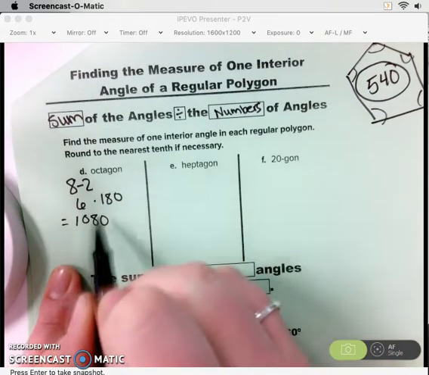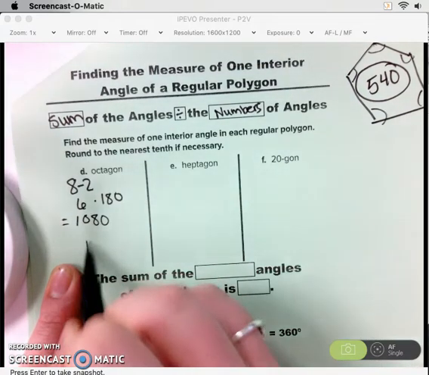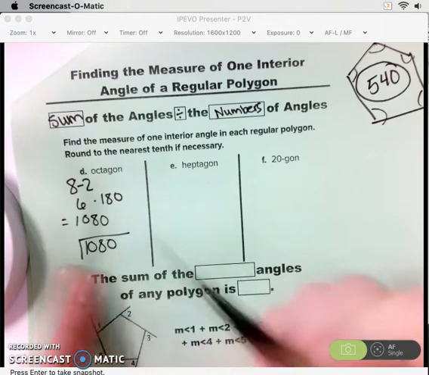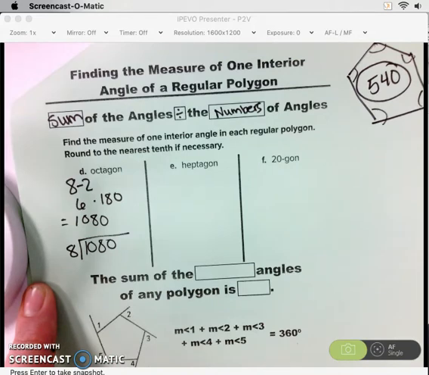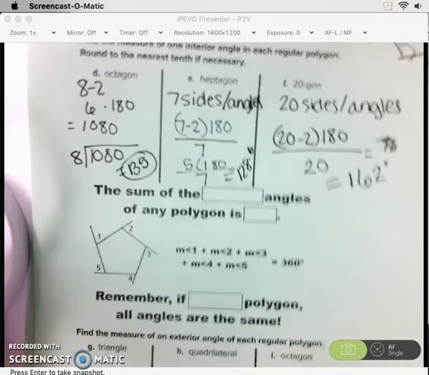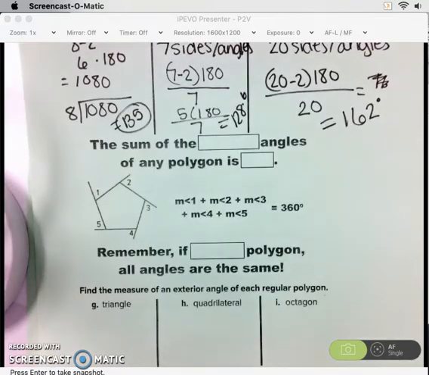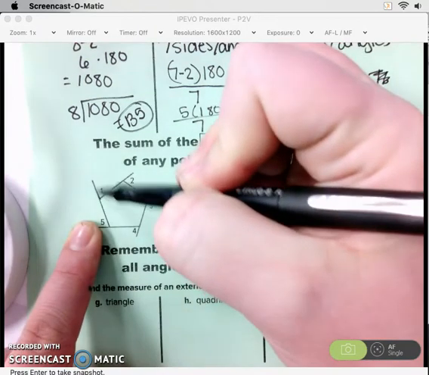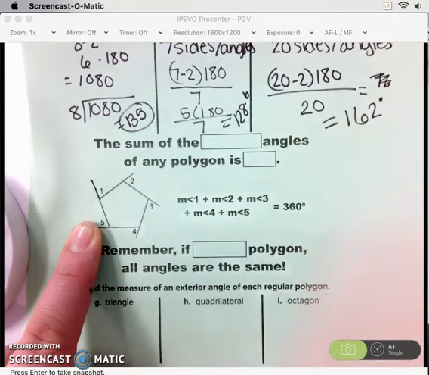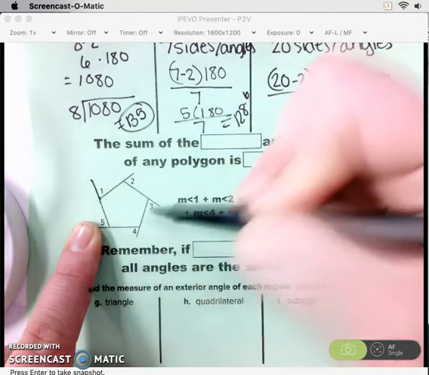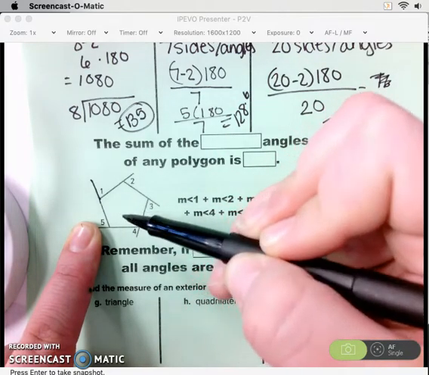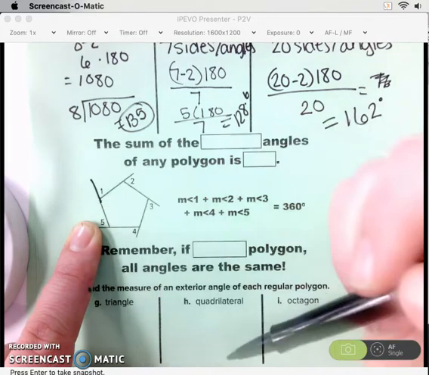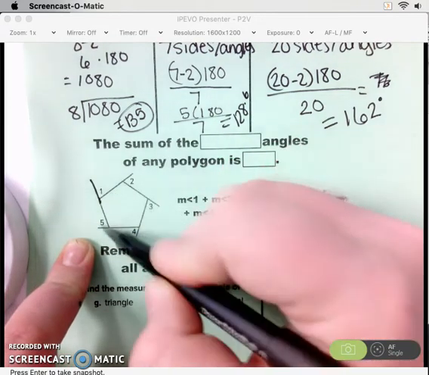And then you're going to take the sum of the angles and divide this number by the number of angles, or the number of sides. So divided by 8. Last thing we're going to do is an exterior angle. An exterior angle is created by extending a side of a polygon. So this polygon has 5 sides, so it's a pentagon. Extending the sides creates these exterior angles right here.